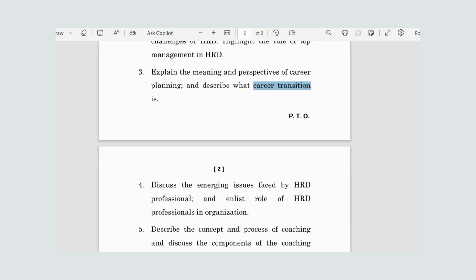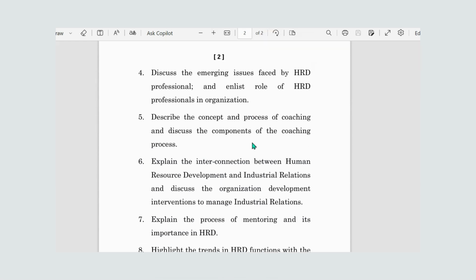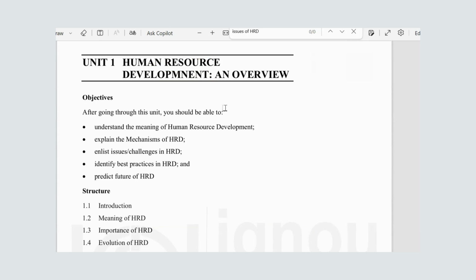Let's see the fourth question. Discuss the emerging issues faced by HRD professionals and enlist the role of HRD professionals in the organization. The fourth question and the second question are somewhat similar. Here the emerging issues faced by HRD professionals are asked, and in the second question they asked the same thing, issues and challenges of HRD. There it was the role of top management in HRD, and here it is the role of HRD professionals in the organization. So the answer is somewhat similar, and it comes from Block 1, Unit 1, Human Resource Development.